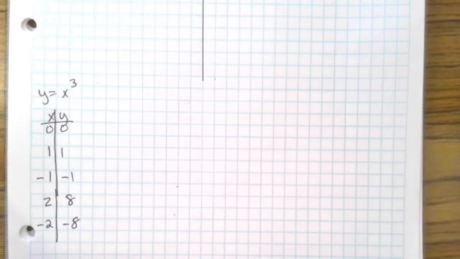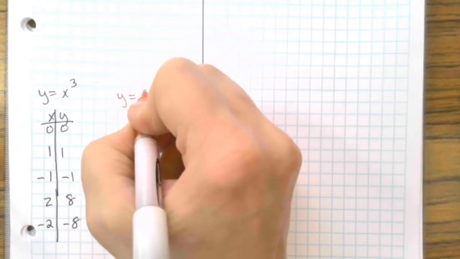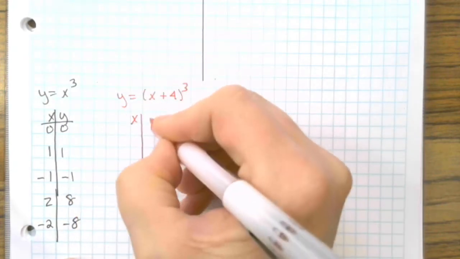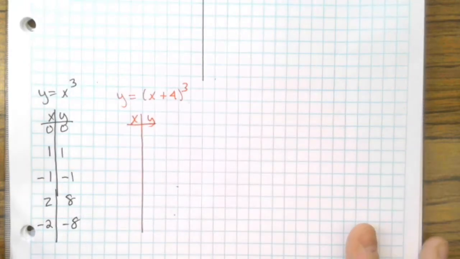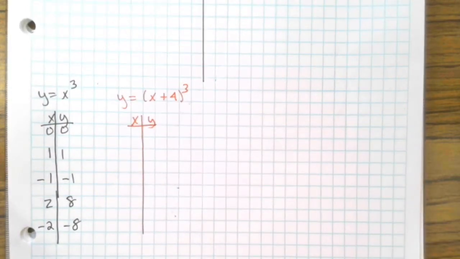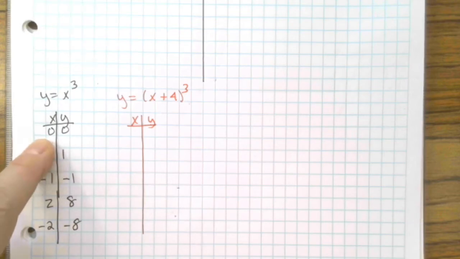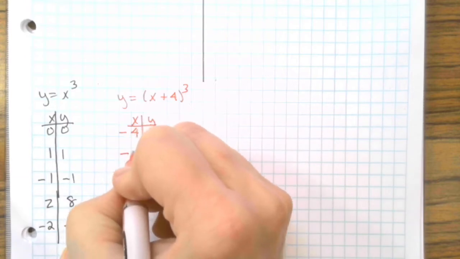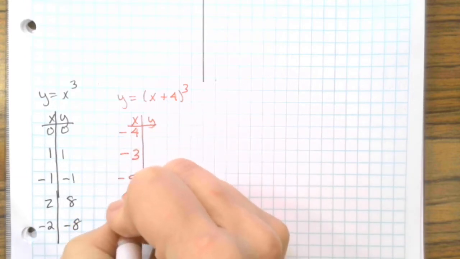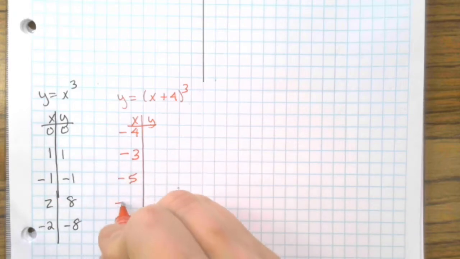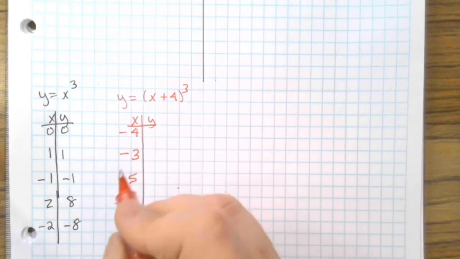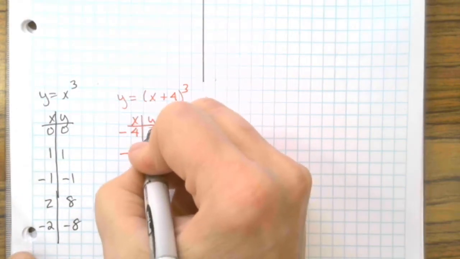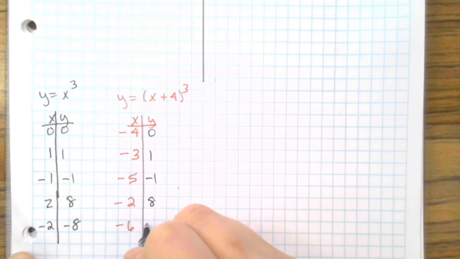All right, so if we translate that, x plus 4 cubed, it's a left translation of 4, so we're going to subtract 4 from our x values. 0 minus 4 is negative 4. 1 minus 4 is negative 3. Negative 1 minus 4 is negative 5. 2 minus 4 is negative 2. Negative 2 minus 4 is negative 6. And the y's are unaffected: 0, 1, negative 1, 8, negative 8.